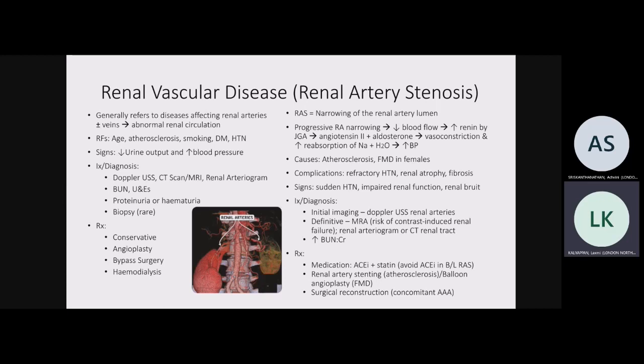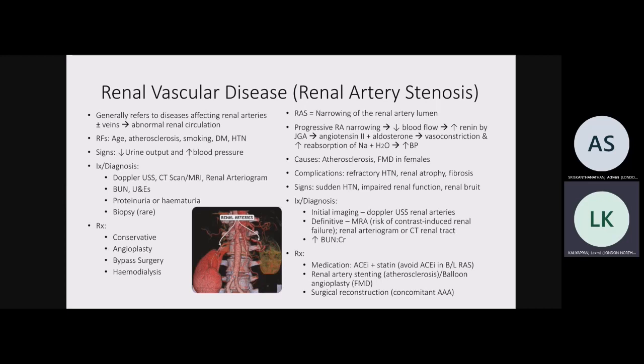Apart from your medical management of hypertension, you can consider stenting, which is usually seen with people with atherosclerotic disease, and balloon angioplasty seen in the fibromuscular dysplasia patients as well. If they've also been noted to have an AAA, often these patients can then go for a surgical reconstruction where they'll get the renal artery remodeled as well as the AAA remodeled too.